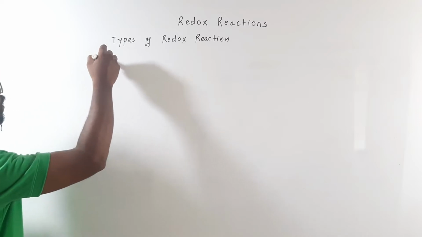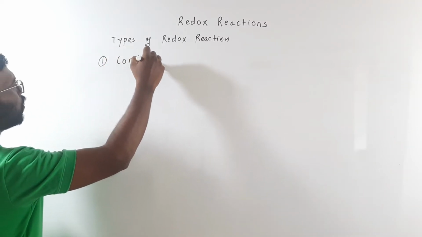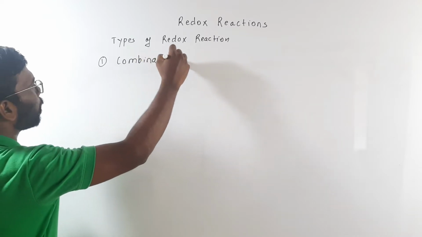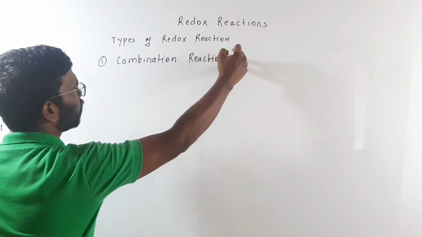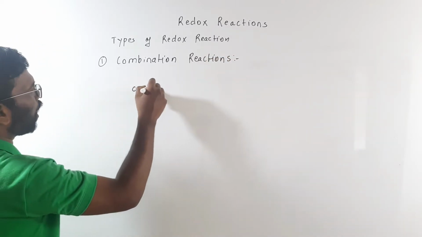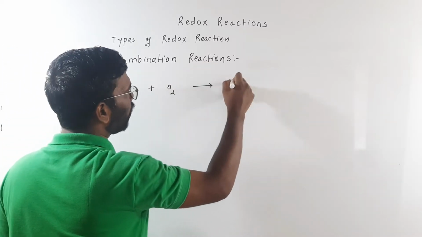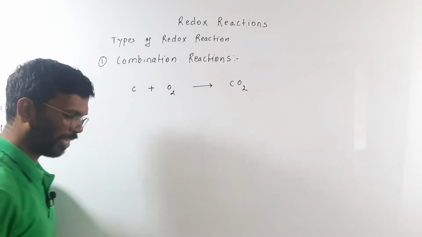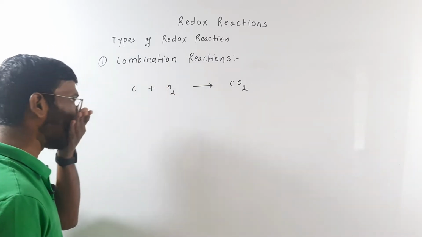The first type is combination reaction. For a combination reaction, I can take this example: carbon and oxygen getting converted to carbon dioxide. Now how is this a redox reaction, a combination reaction, how is it a redox reaction?